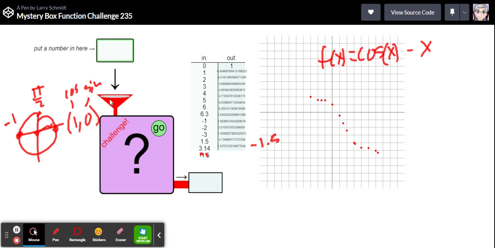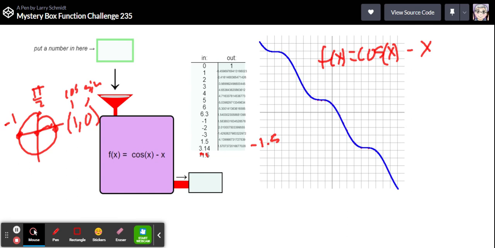And I think we've tested enough points. I think it's worth the gamble. I'm going to check here. Yeah, the cosine of x minus x. Let's graph that. And there it is. That cosine waveform is almost recognizable. It's just been stretched out and slanted downward at 45 degrees. Wow, well that was a weird one.